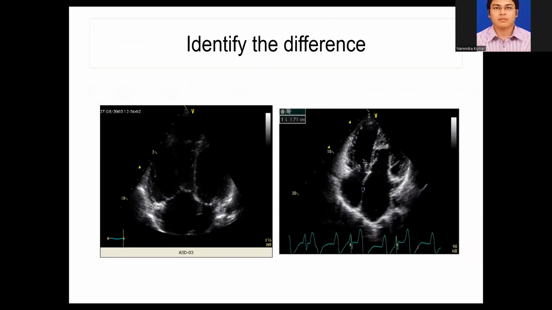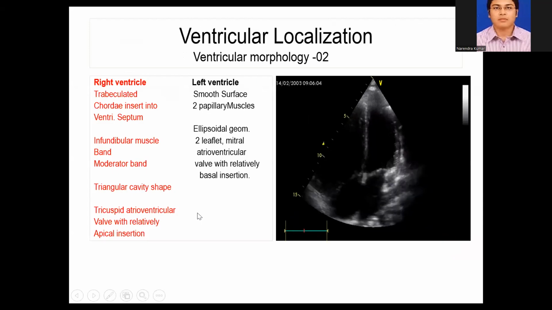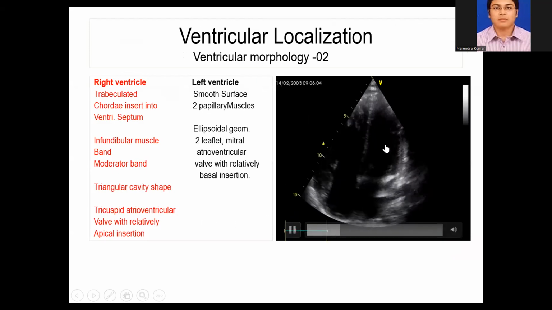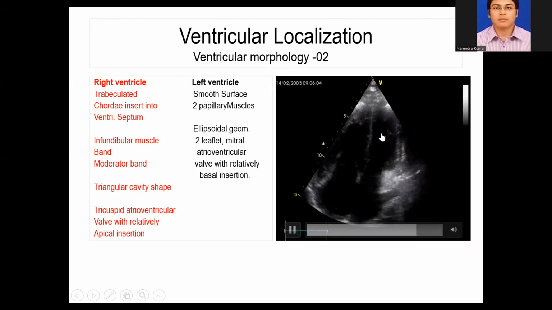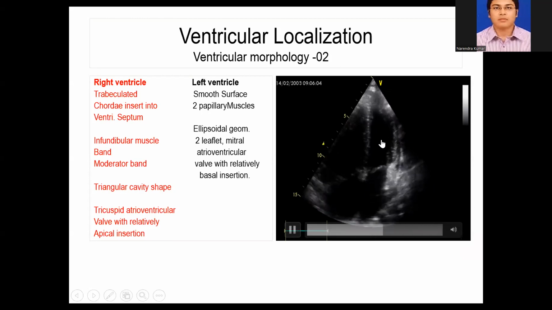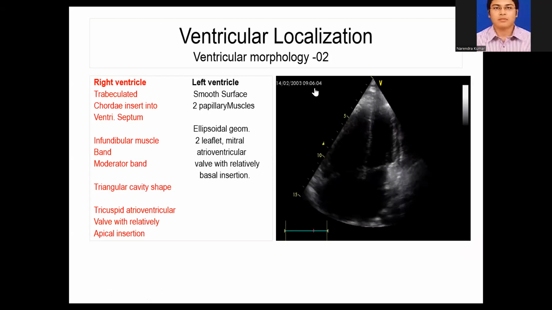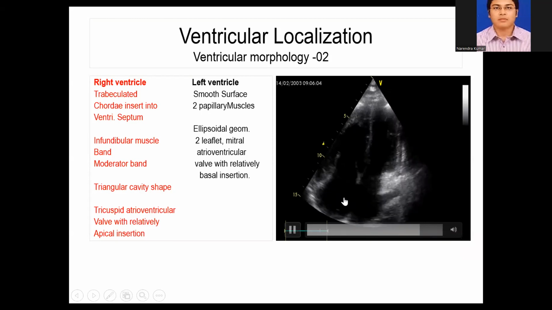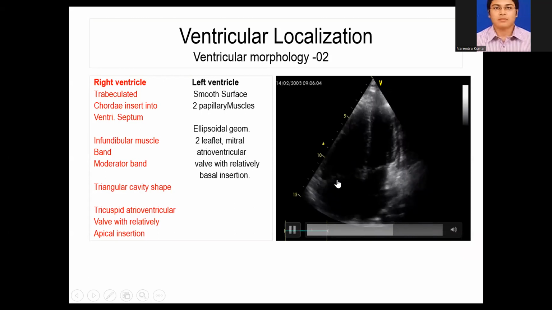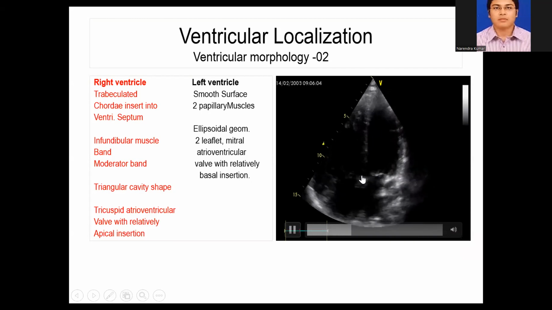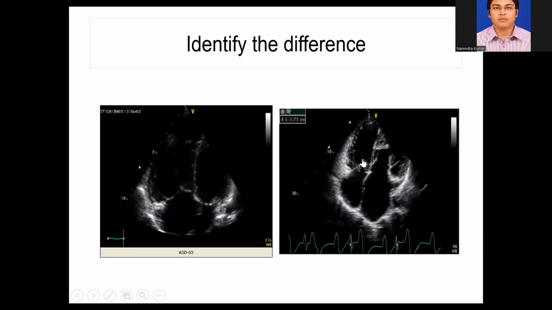So look at this slide, Prasenjit. If this is the left side and this is the right side, what exactly is happening? LA is communicating with LV through the mitral valve, right? Right, sir. RA is communicating with RV through the tricuspid valve. And how do we say this is the tricuspid valve? Because it is apically placed. Correct, sir.